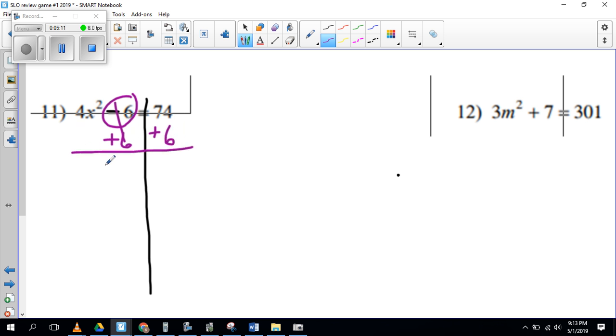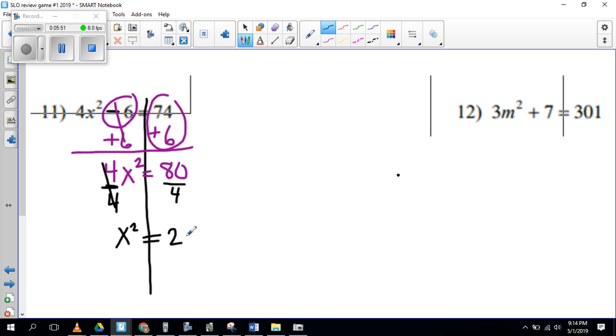So we bring down the 4x squared equals 80, because we add 74 and 6 and we get 80. Now we've got an extra step in here. We've got something in front of the x. So what is 4 doing to x squared? Hopefully you said multiplying. So to get rid of this 4, we do the opposite, or the inverse. We divide by 4, and that cancels out. We're left with x squared over here. Then remember, whatever we do to one side, we have to do to the other. So we do 80 divided by 4. That's going to give us 20.